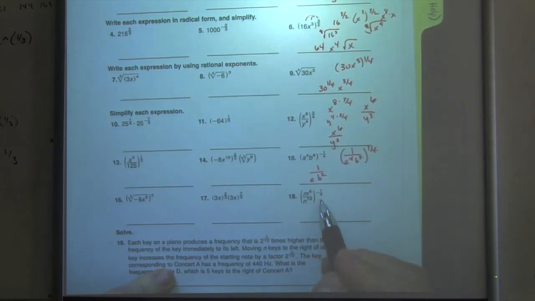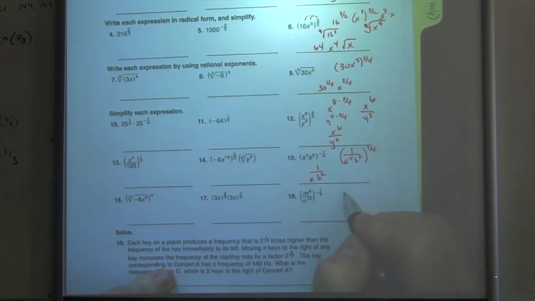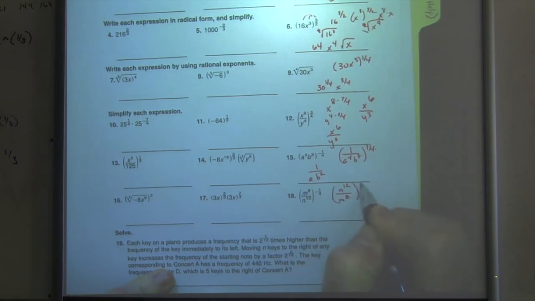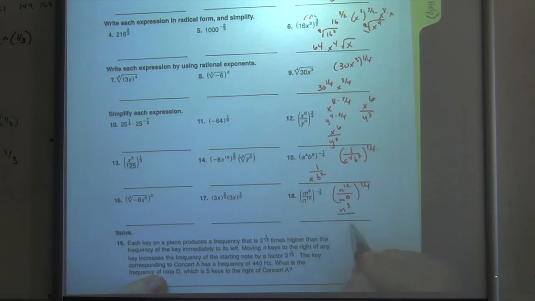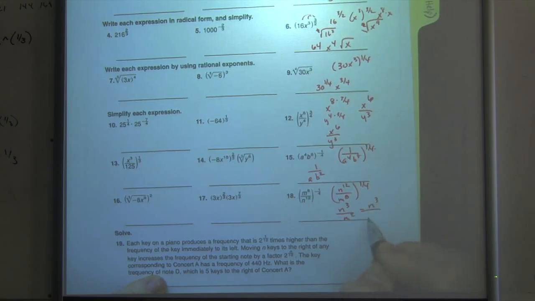Again, a negative power, since it's a fraction, remember we can just do the reciprocal of that. So that would become n to the 12th over m to the 8th to the positive 1/4 power. Again, you multiply the powers. So 12 times 1/4, 4 goes into 12 3 times. So we get n to the third, and 4 goes into 8 twice, and so we get m to the second. Make that a little clearer. n to the third, m squared would be our answer there.